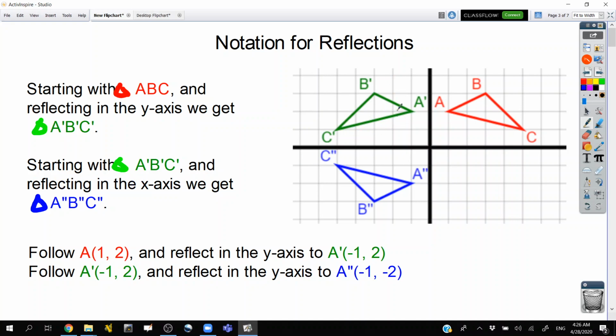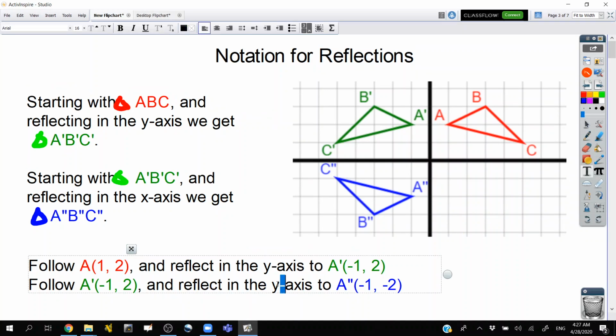Starting with the green triangle, A prime, B prime, C prime, if that is our pre-image, and then we reflect in the x-axis here, then when we reflect that down, we get an image down here, which is the blue triangle A double prime, B double prime, C double prime. So following point A and reflecting in the y-axis, I get point A prime, and I've put the coordinates there for it. (1, 2) goes to (-1, 2). If I follow A prime and reflect in the x-axis, we get A double prime, and again I put the coordinates. (-1, 2) goes to (-1, -2), and you can see that reflected here.